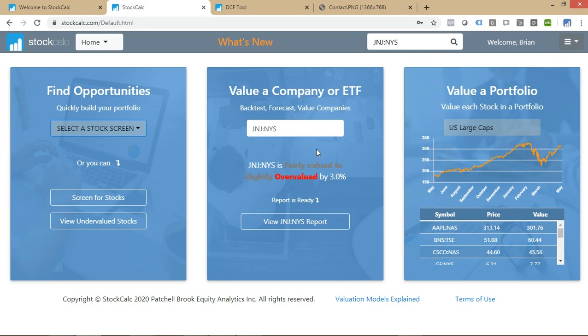StockCalc's power lies in the fact that you can load a company from the home page and it will build all the models for you. So you can use our models, or for your students, you can have them build the models individually.